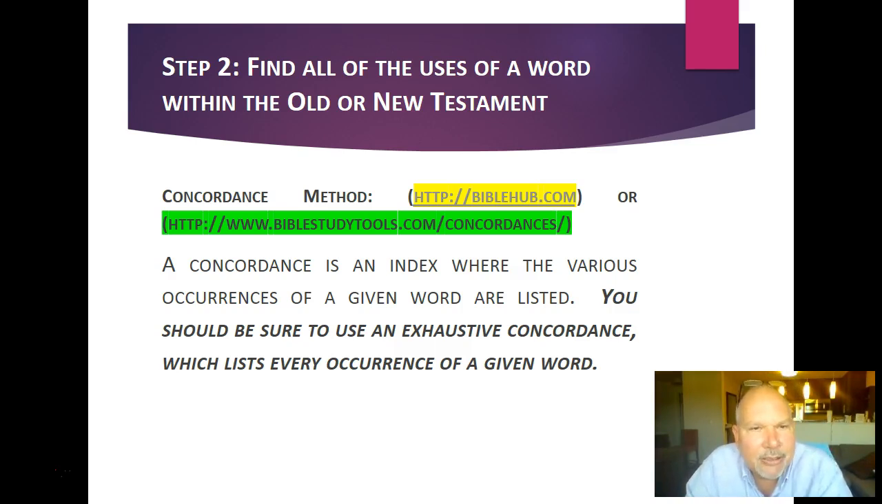And we want to look in something called a concordance. And a concordance is an index where the various occurrences of a given word are listed. You should be sure to use an exhaustive concordance. That is one that lists every occurrence of a given word.